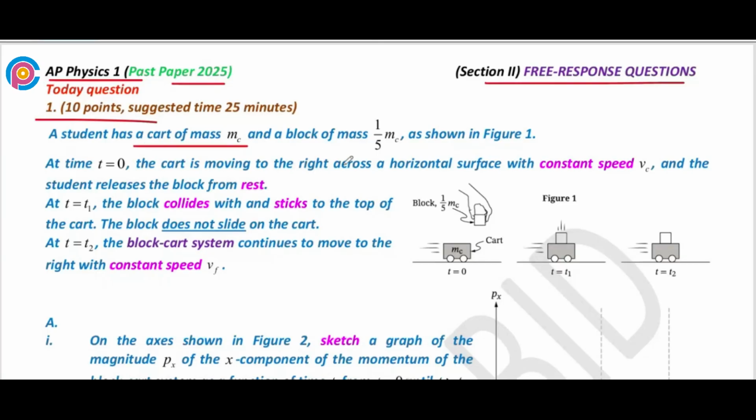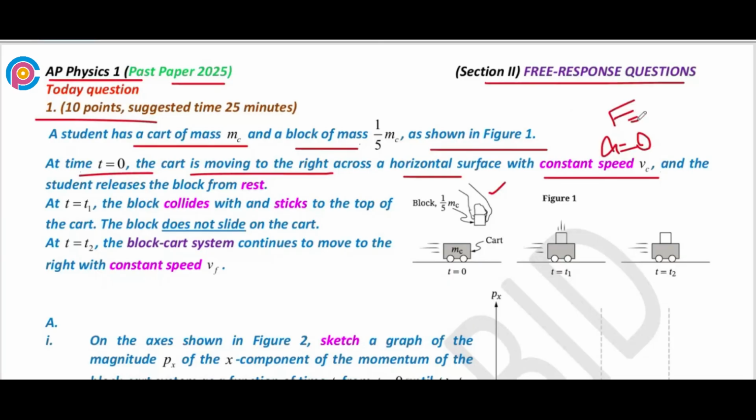A student has a cart of mass MC and a block of mass 1/5 of MC, as shown in the figure. At time t0, the cart is moving to the right across the horizontal surface with constant speed. Constant speed means there is no horizontal force acting on it. The acceleration of the cart is 0, so we consider that the external force acting on it is equal to 0. And the student releases the block from rest.